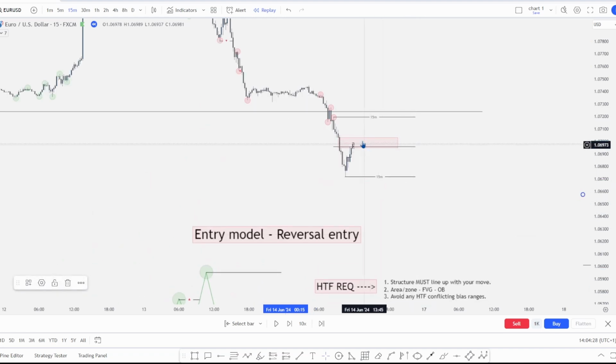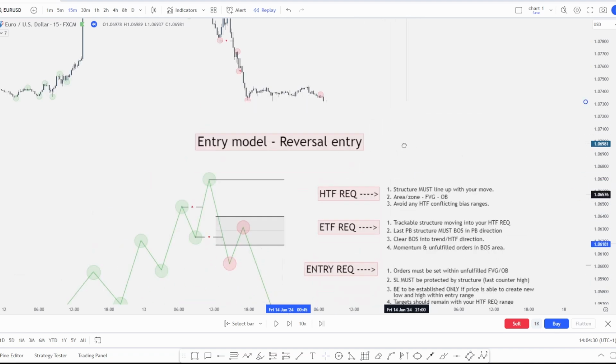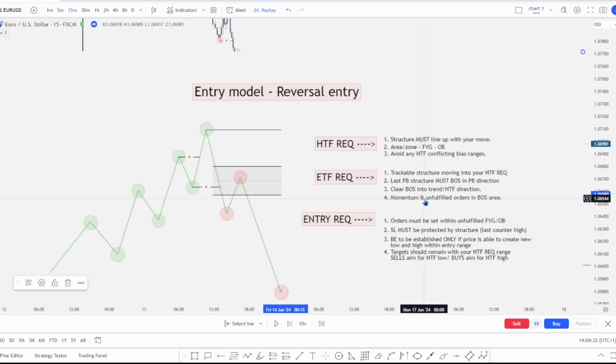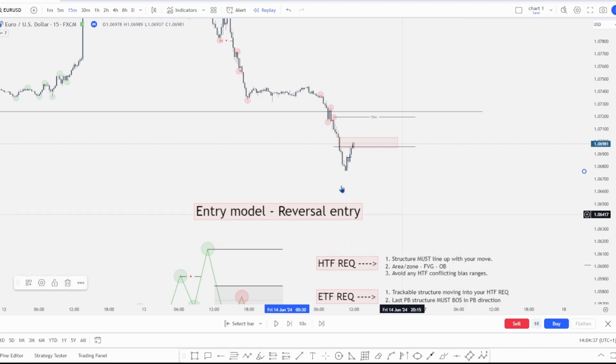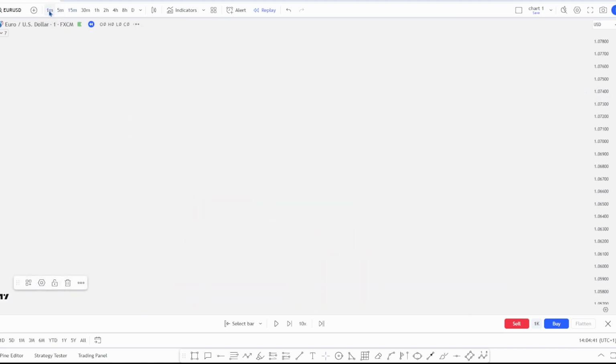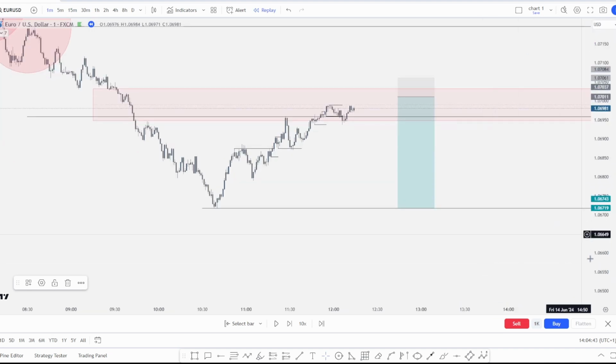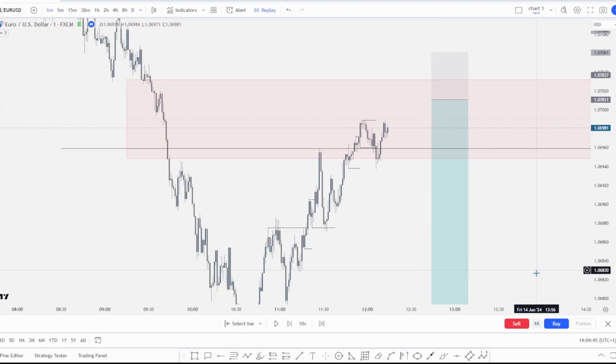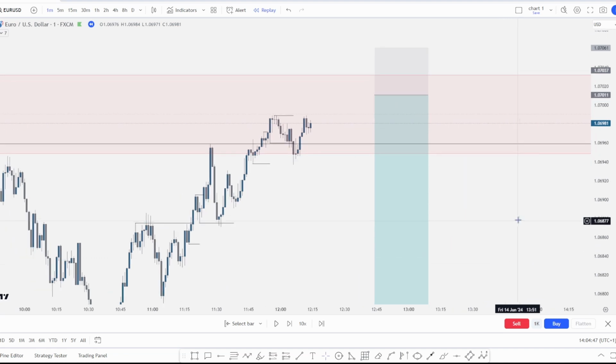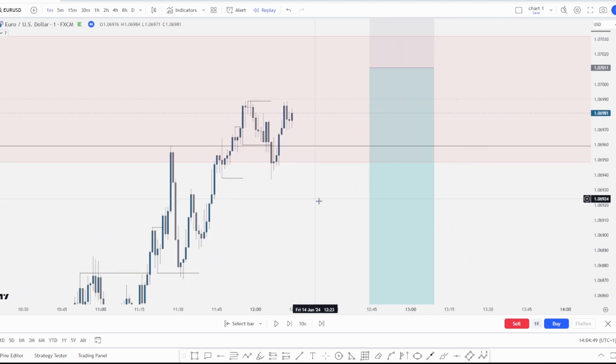So that means we need to see a clear break down. Momentum and unfulfilled orders in BOS area. So we're looking for clear momentum. What's a clear sign of momentum? Imbalance and a fair value gap. What is an unmitigated order block? Generally, it's going to be an order block followed by momentum and an imbalance. So let's have a look and see if we actually had that in here.